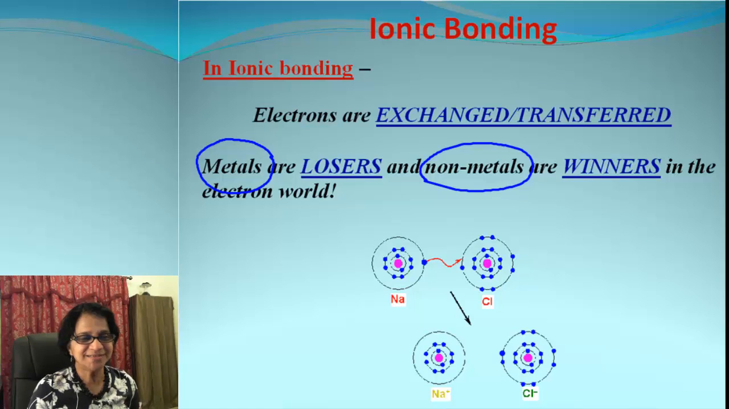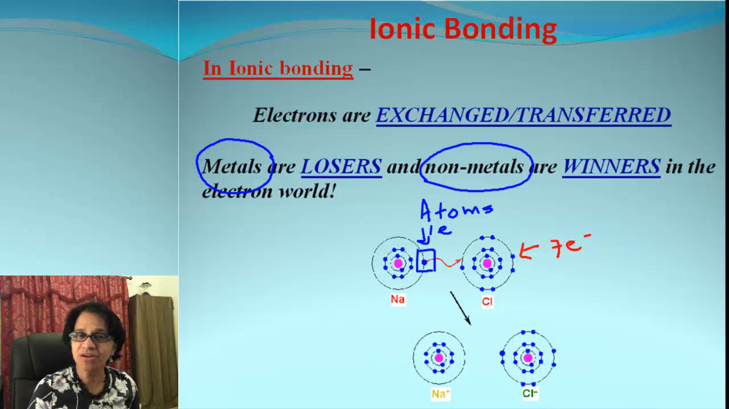Let's look at this figure. Here we have sodium and chlorine, both in the form of atoms. So there is no charge. In the outermost orbit of sodium, there is 1 electron. Whereas in chlorine, if you count, there are 7 electrons in the outermost orbit.